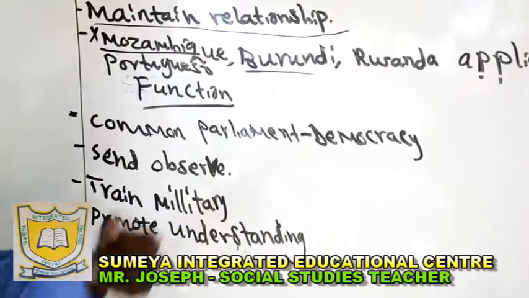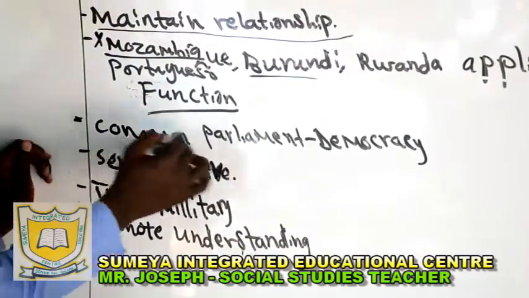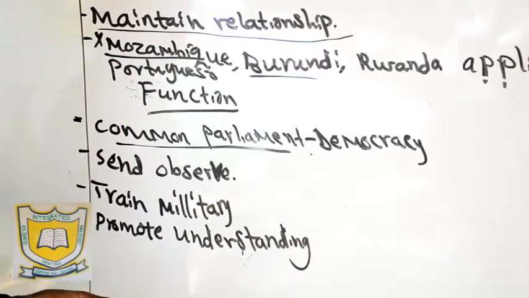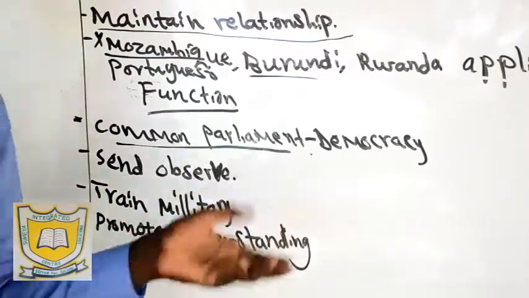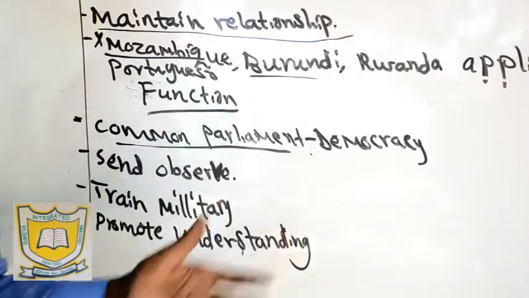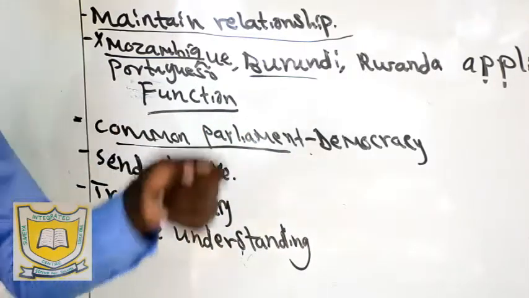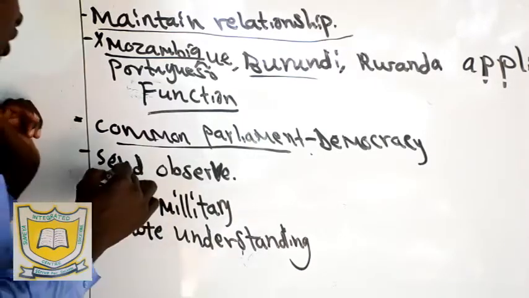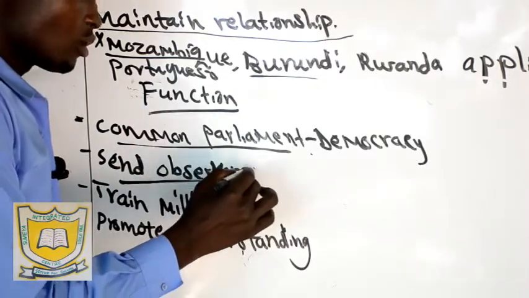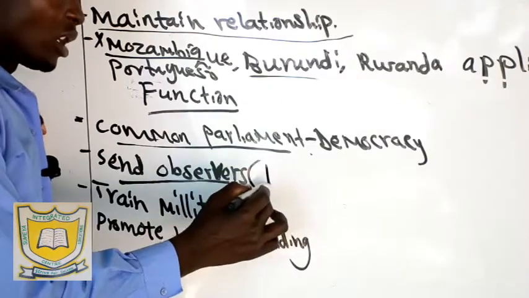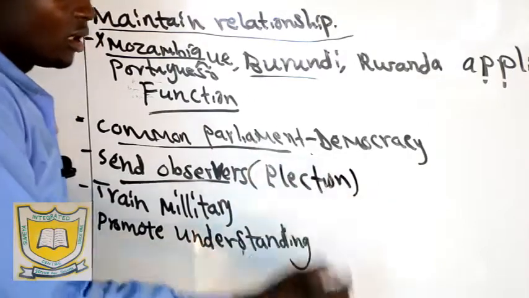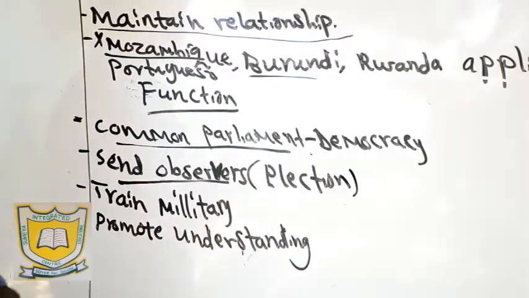Then the functions of the Commonwealth. It has a common parliament which ensures democracy in very many countries, in Africa, or not in Africa, but across the world. It has a common parliament where members are elected from some states and so on. Then it sends observers. We have people we call observers during elections in some countries. Like recently, I think last week we had an election in Burundi.